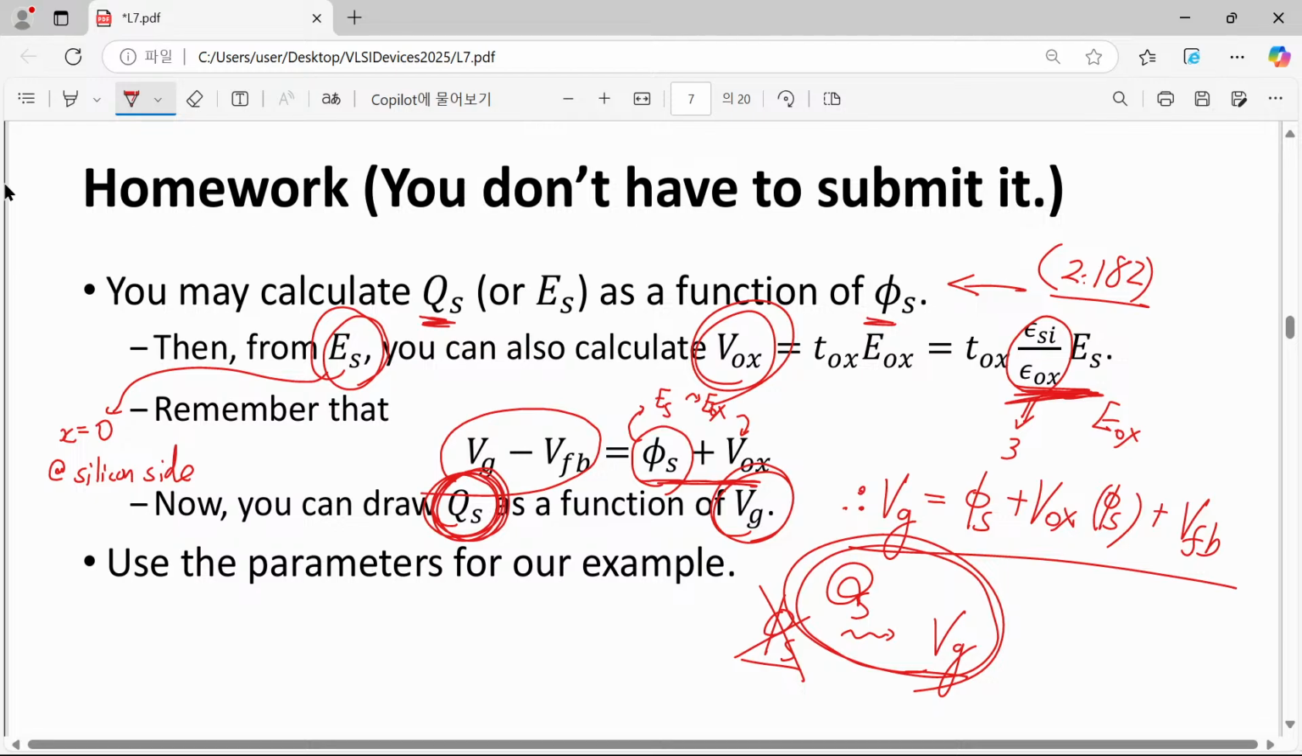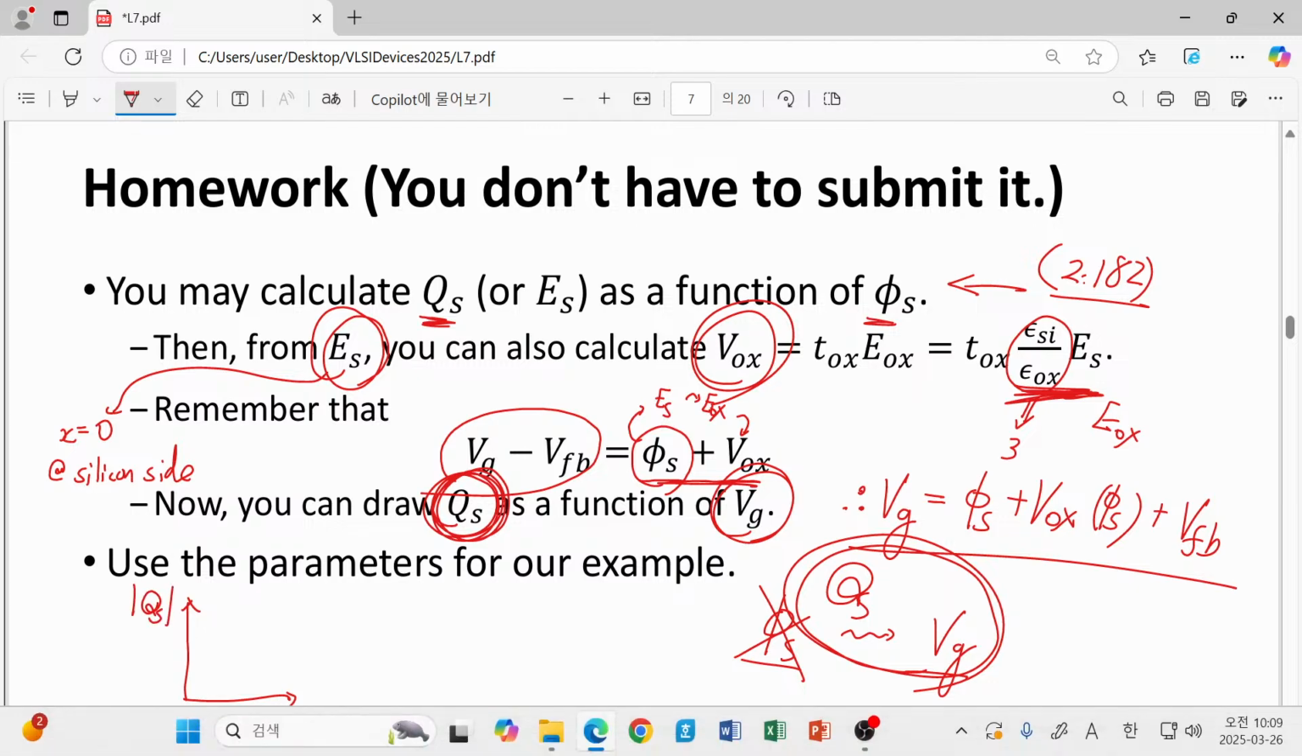So you can draw it. You will have a very beautiful graph, and that is the point. By solving this way, you will find this form. Oh, Qs, of course its absolute value, can be written as a function of Vg, and you will find a quite interesting behavior. Please do that job.